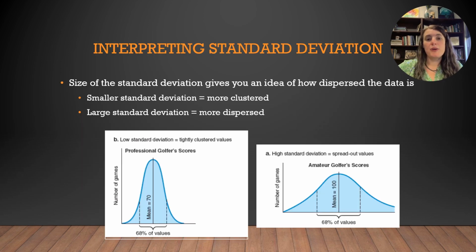We can actually make quick interpretations of the distribution based on the standard deviation. The higher the standard deviation is, the more spread out the data will be. That's because we find the spread by adding and subtracting the standard deviation from the mean value. So the bigger that number is, the bigger the spread will be between the subtracted and the added value away from the mean.